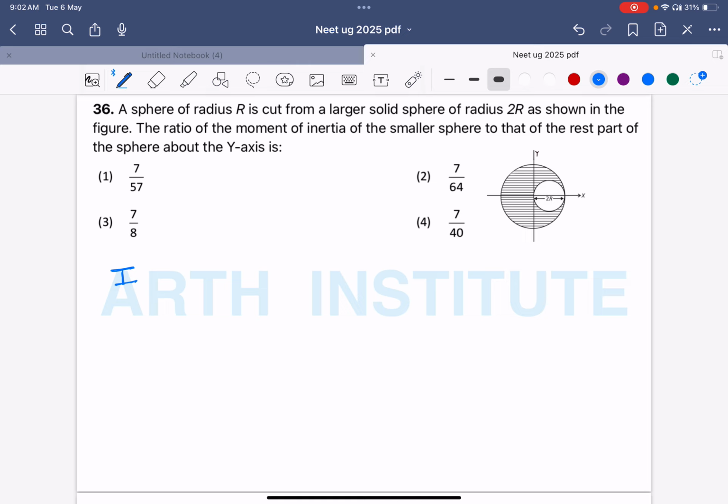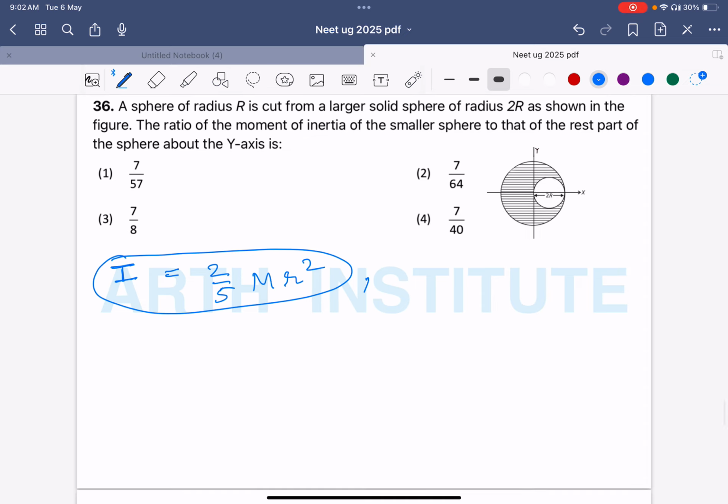First of all, you should remember the formula for moment of inertia of a sphere. This is 2 by 5 m r square about a diameter. So this question uses two concepts. Number one, moment of inertia by definition, then the parallel axis theorem is also used. Then I is equal to I CM plus M d square.